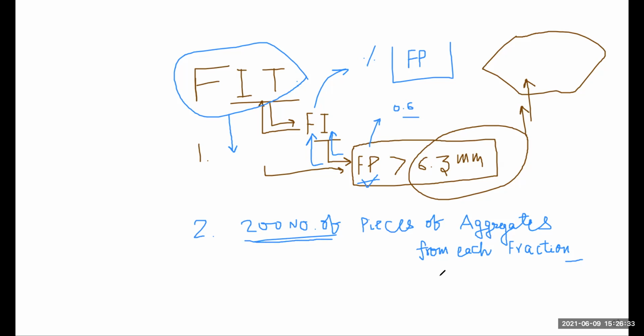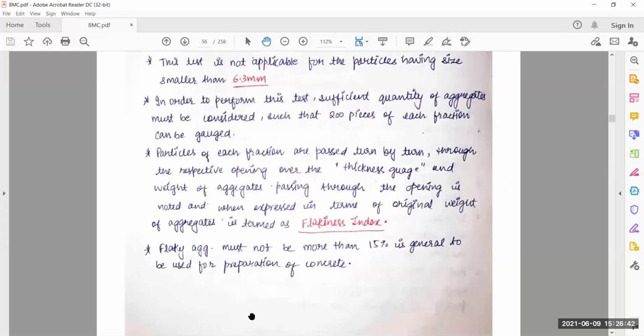Third point, you observe here. In order to perform this test, sufficient quantity of aggregate must be considered such that 200 pieces of each fraction can be gauged. Second point, they say particles of each fraction are passed turn by turn.